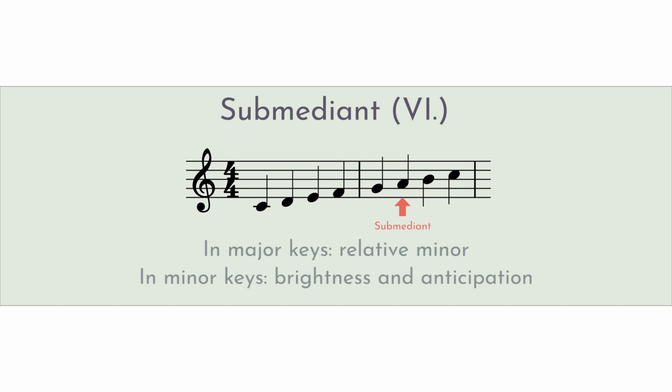The sixth degree is called the submediant. In a major scale, this is the starting note of the relative minor scale. It serves as a kind of home tone in minor keys, but adds anticipation and brightness in major keys.